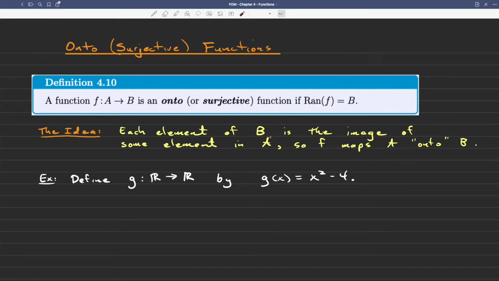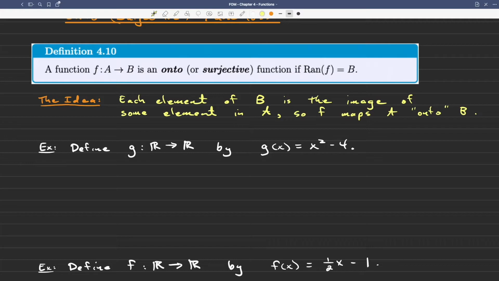So that's where we get the idea of onto, right? f is mapping A onto every element of B. So you just think about your codomain and think, is there always an element in the domain that yields that element in the codomain when you plug it into the function? So consider this function here. g is defined to be the map from R to R. So your B set here is all of the reals, and your domain A is all of the reals also.